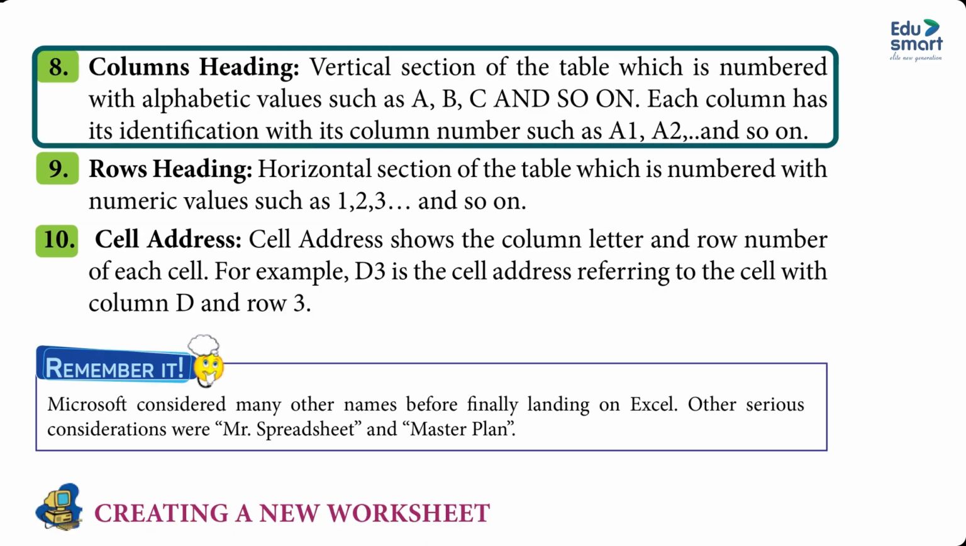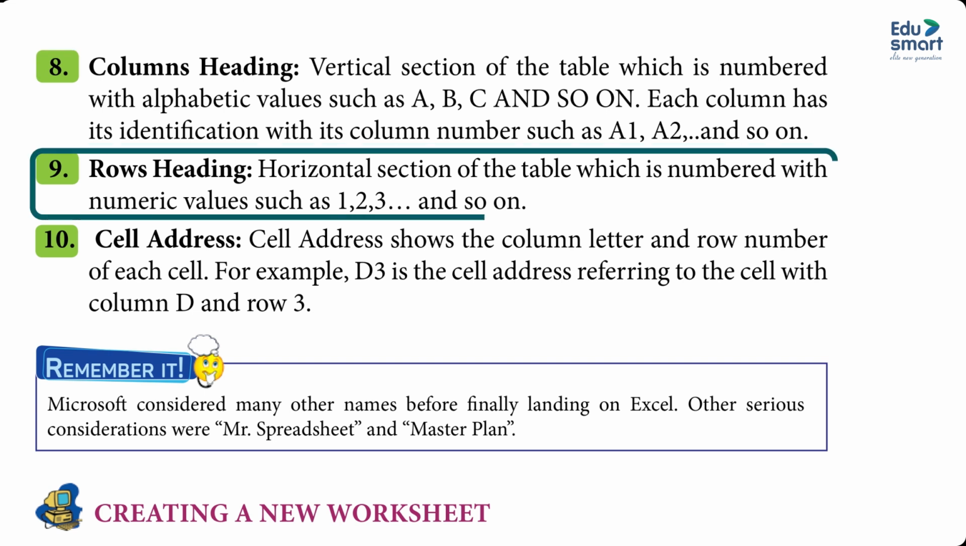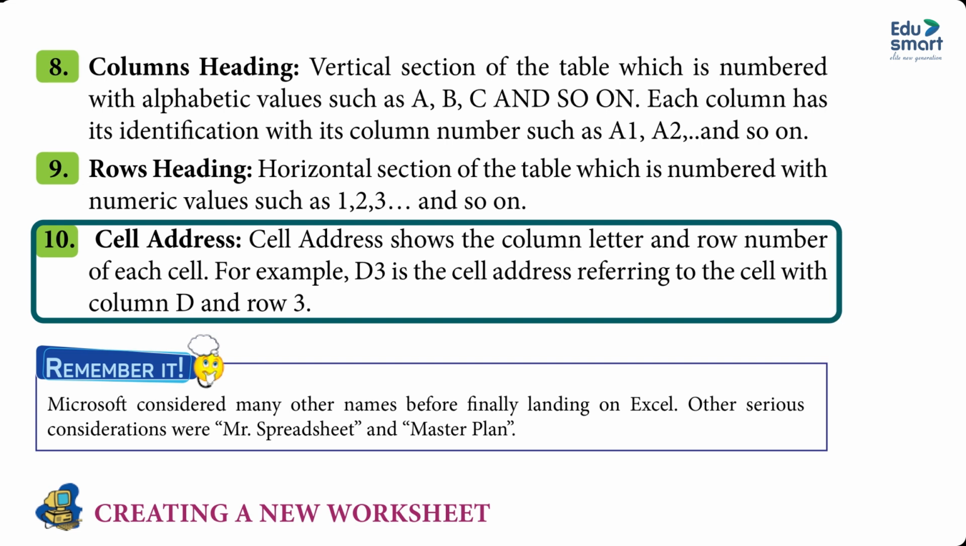8. Column headings. Vertical sections of the table which are labeled with alphabetic values such as A, B, C, and so on. 9. Row headings. Horizontal sections of the table which are numbered with numeric values such as 1, 2, 3, and so on. 10. Cell addresses. A cell address shows the column letter and row number of each cell. For example, D3 is the cell address referring to the cell in column D and row 3.